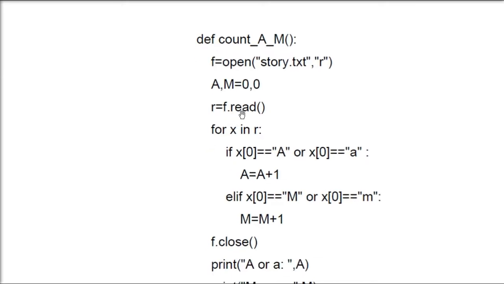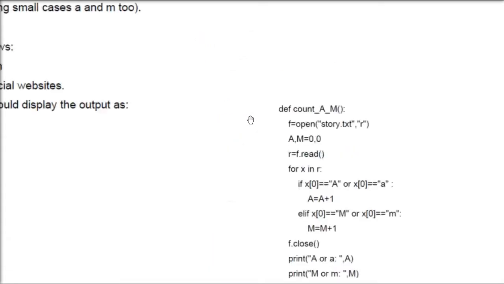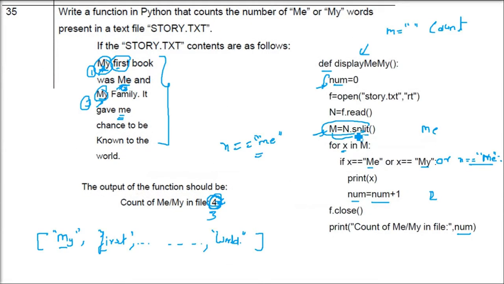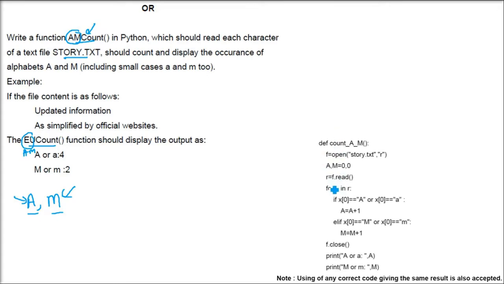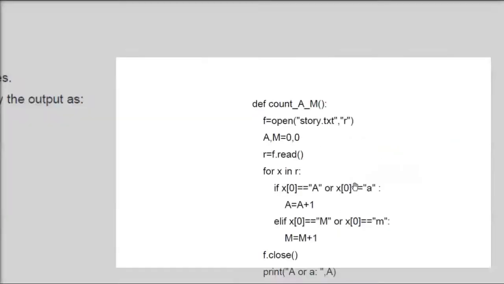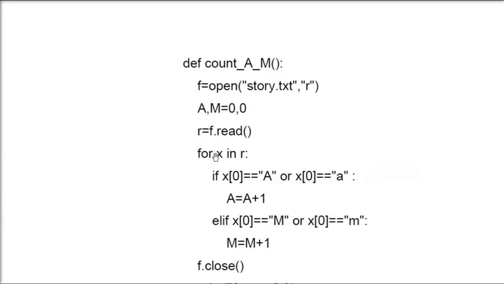So A, M equals 0, 0. And R equals F dot read, which we have already done in the previous question. Reading is very important. Now all the content has been read. So F dot read, we are not doing split. Again, let me go back. We are not splitting it. Split was done to make a list of all the different words. But here we have this R. So we will sequentially go through each and every character of this R.